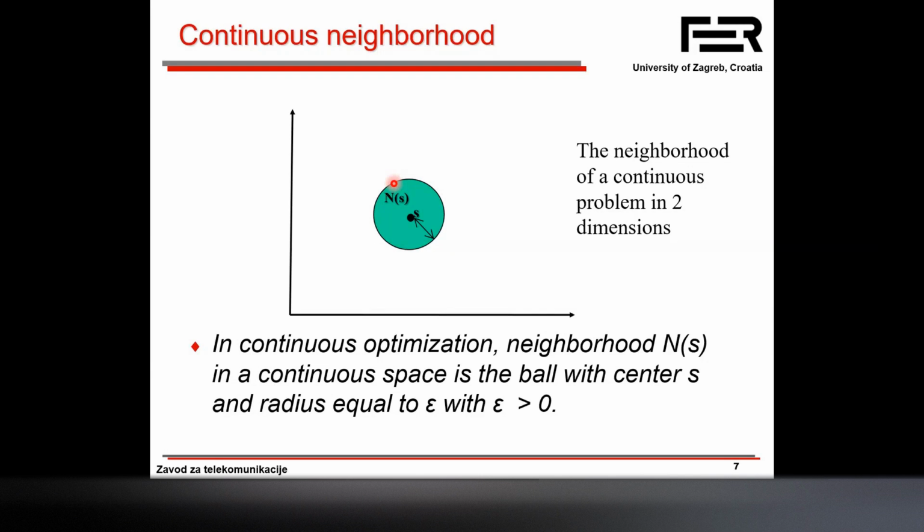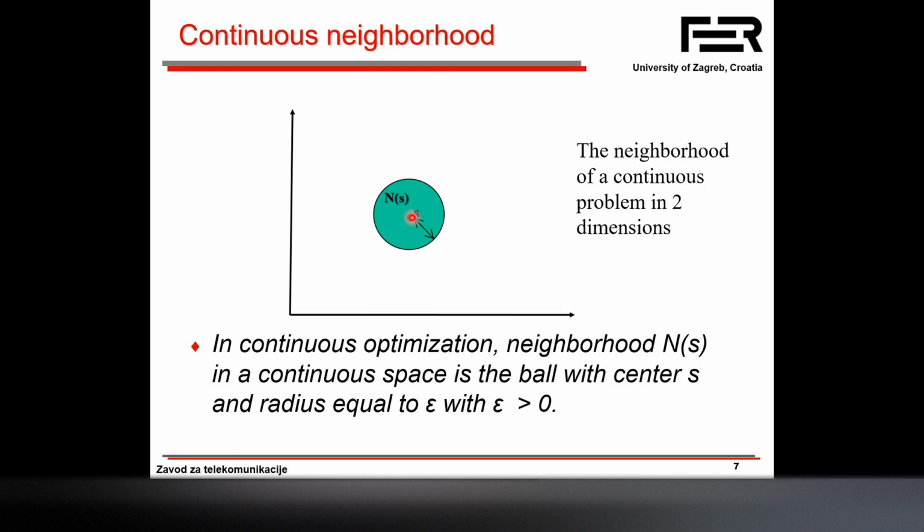If we're looking at a continuous neighborhood, and this is just a simple illustration in 2 dimensions, then the neighborhood will be some kind of a continuous ball with a center. This is my current solution, and I can say that with respect to, let's say, these 2 dimensions, anything that is within this radius of epsilon far away from this solution is going to be within the neighborhood. So that's intuitive. Of course, if it's a multidimensional solution space, then we can define some kind of a distance in terms of this n-dimensional space.